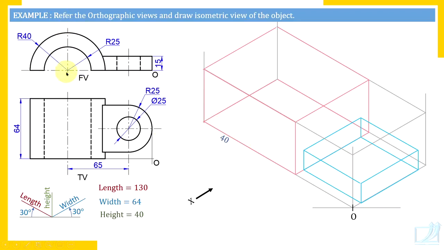One is parallel to height because it is front view. So this vertical center line is parallel to height. Height is vertical in isometric view also. And this center line here, watch, is parallel to length, that is in this orientation. So on this surface, through the center, we are drawing this center line. So parallel to height at distance 40 millimeters and parallel to length. So these two center lines are available here.